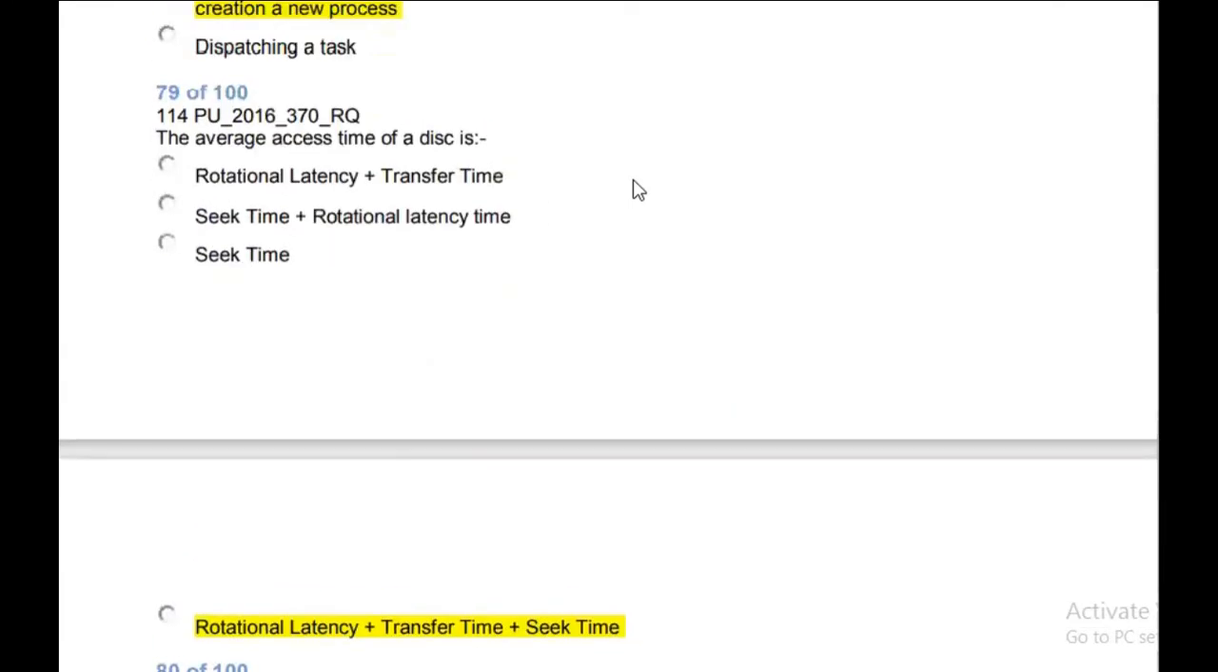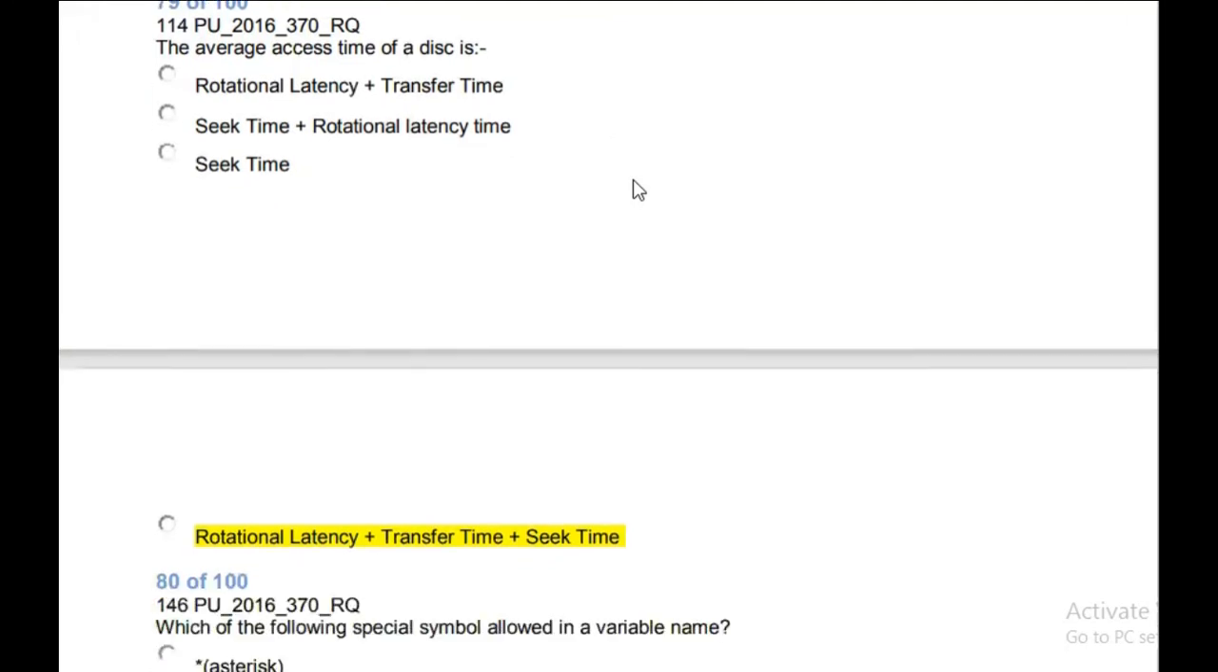Next question, question number 79. The average access time of a disk is rotational latency plus transfer time plus seek time. Option D is correct.